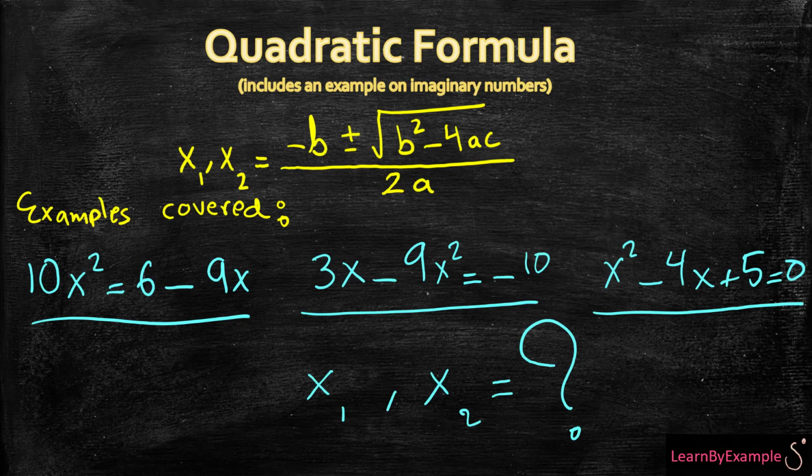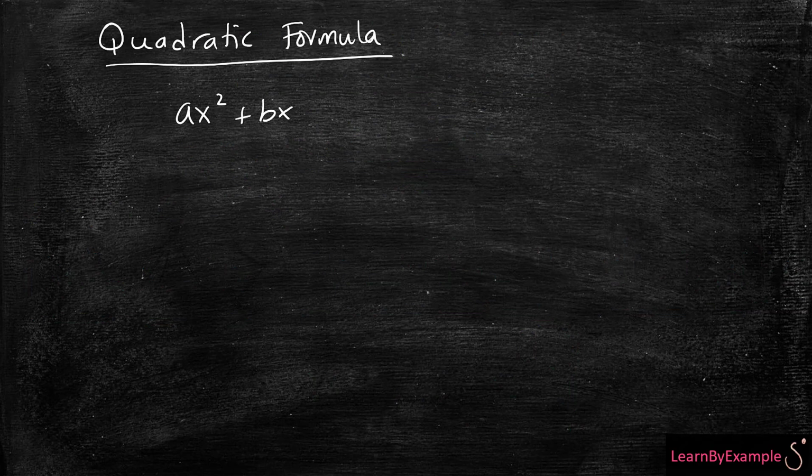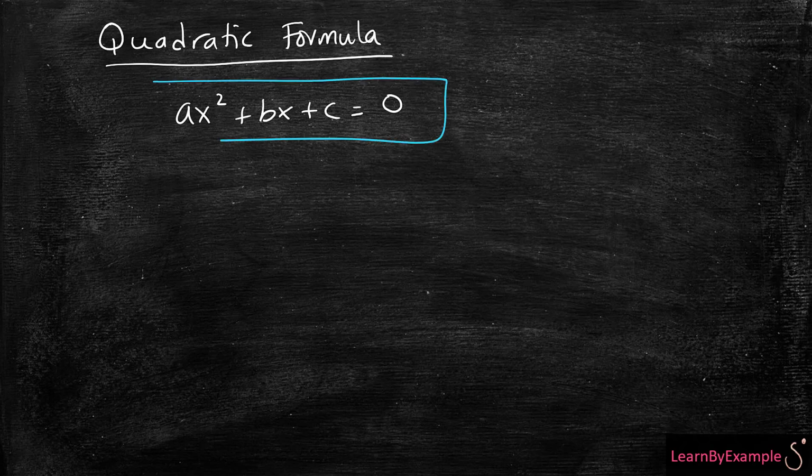Okay, everyone, today we're going to be looking at the quadratic formula. Now, this is just one of the ways to solve a quadratic equation. Remember that a quadratic equation looks like this: ax squared plus bx plus c is equal to 0. This is the standard form, and everything derives from this.